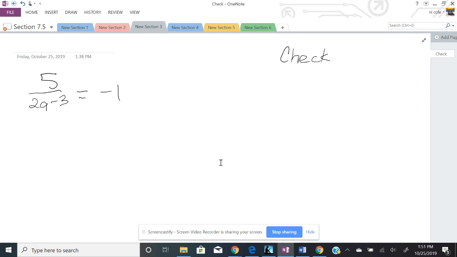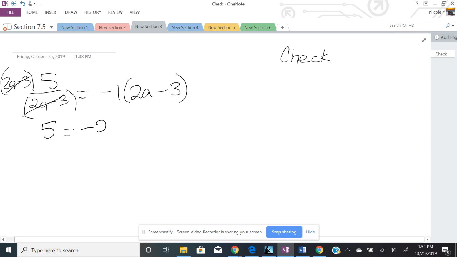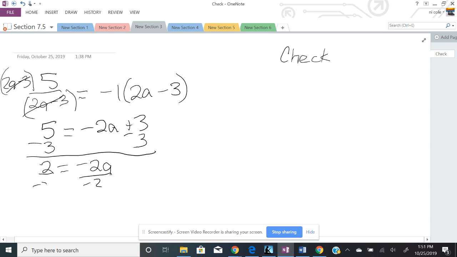All right, what if you have something like this? Guess what? I don't like this 2a minus 3 down here on the bottom. So I'm going to multiply the top by 2a minus 3. But if I do that, I have to do this 2a minus 3. So those would cancel, leaving me 5 is equal to negative 2a plus 3. Subtract 3, subtract 3. 2 is equal to negative 2a. Divide by negative 2, divide by negative 2, so negative 1 is equal to my a.